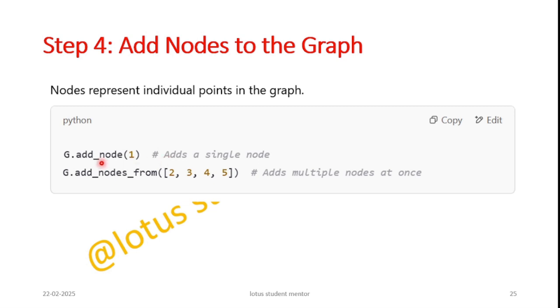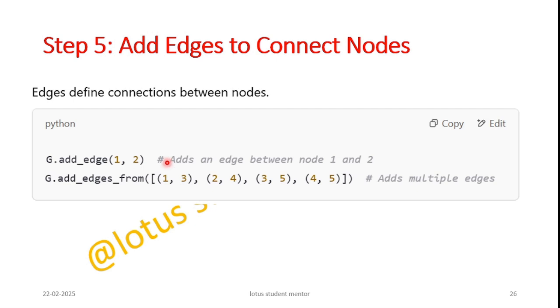That is g.add_node(1), which adds a single node. If you want to add 2, 3, 4, 5, that number of nodes will be added. This is what we have to go for. The next step is to add the edges.